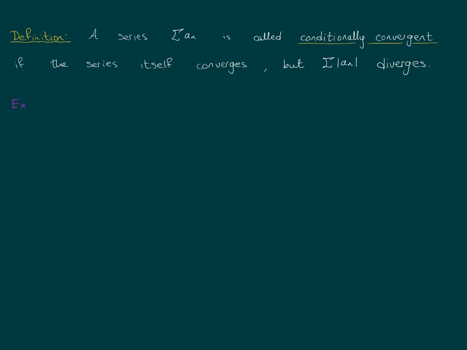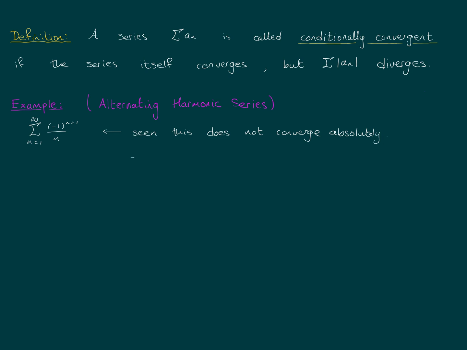Example. So this example has a name, the alternating harmonic series. And we've seen this very recently. It was this series from the first example. This was the example B, (-1)^(n+1) over n. So we've seen this does not converge absolutely, because if you look at the absolute values, you actually get the harmonic series, which you know diverges. So this does not converge absolutely. Now I claim that this does in fact converge. So if you do not take absolute values, if you just look at the series given, this series does converge. Now, for proof of this, I want you to look at the notes. So see notes for proof of convergence.